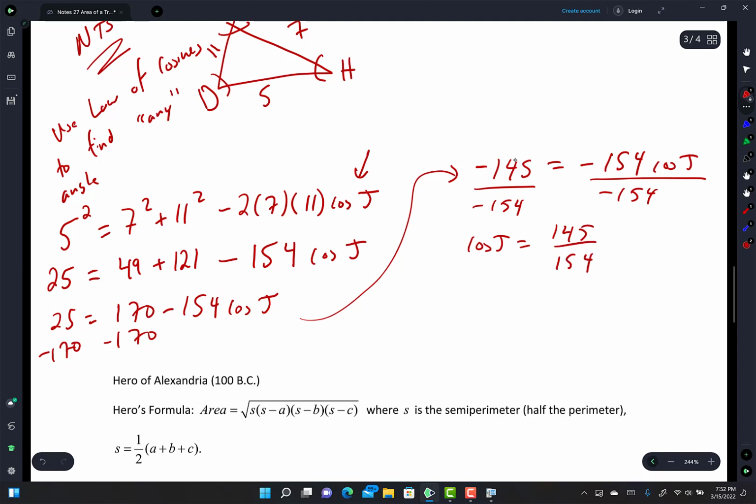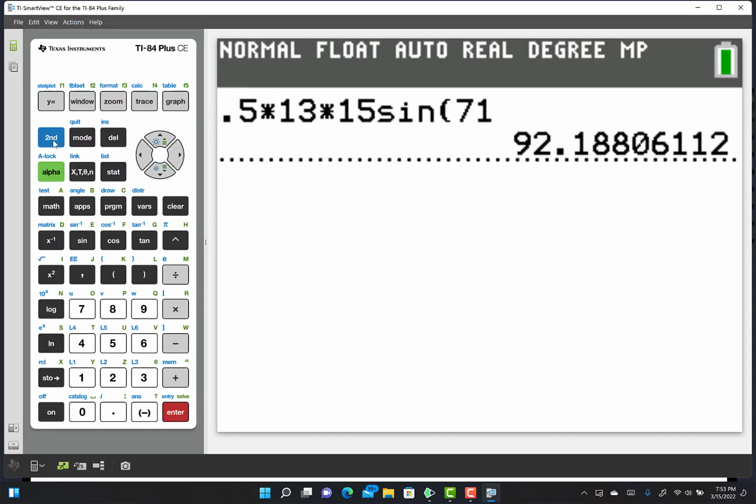And that's some decimal. If you want to write a decimal, that's fine, but I would keep the whole digits, like all of it. So now to get angle j by itself, you've got to do the inverse cosine. So arc cosine of 145 over 154. I don't know what that is, so I'm going to use my calculator. Second, arc cosine. Was it 145 over 154? I want to say yes. 145 over 154.